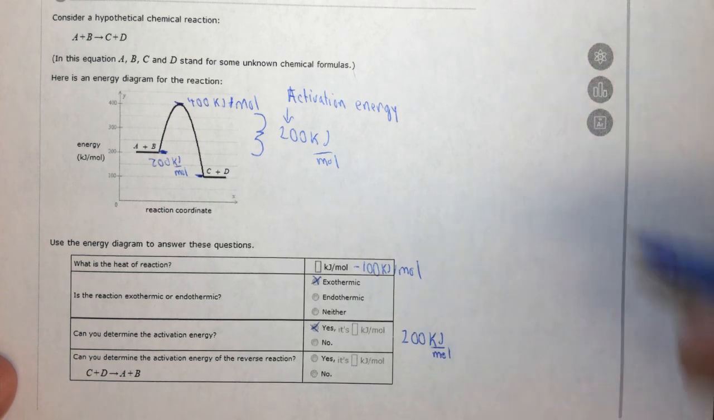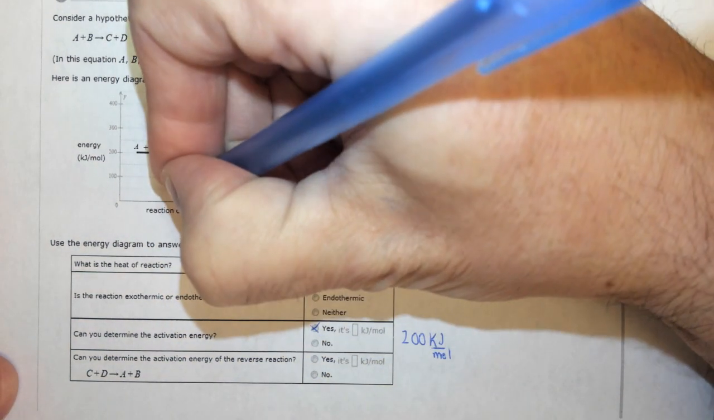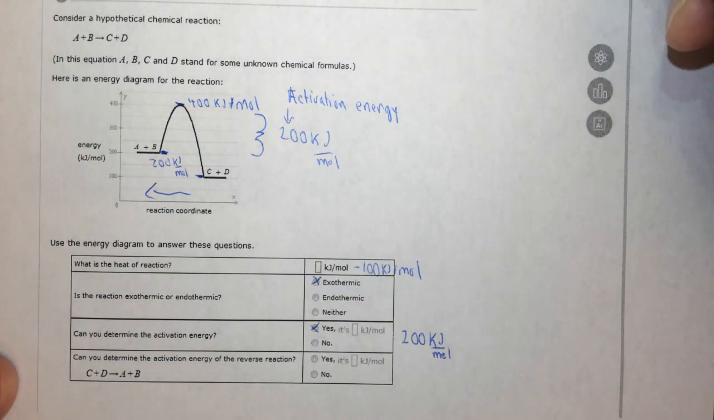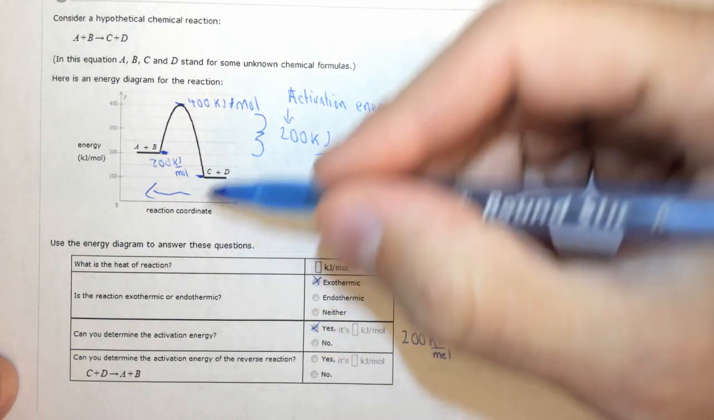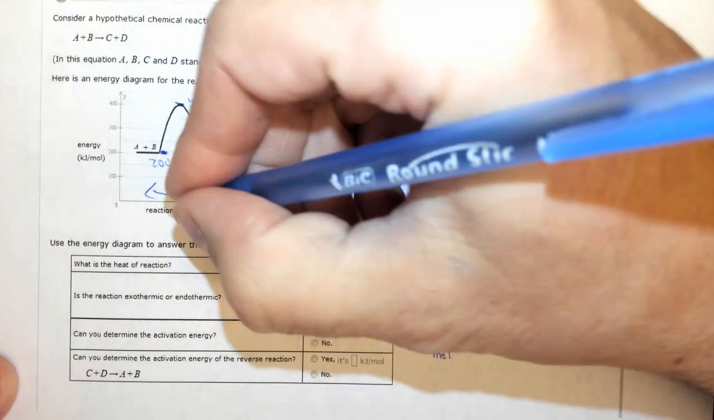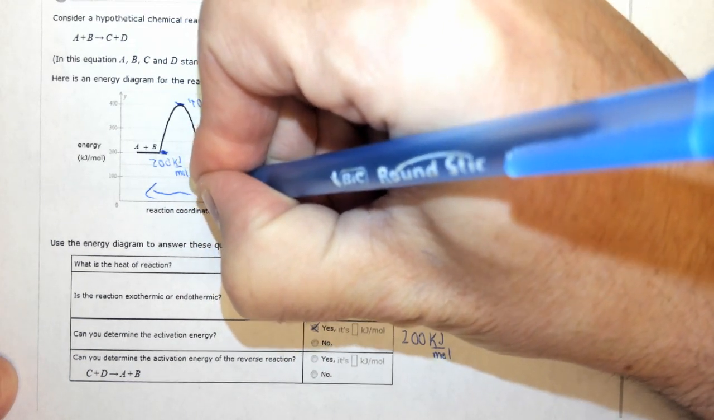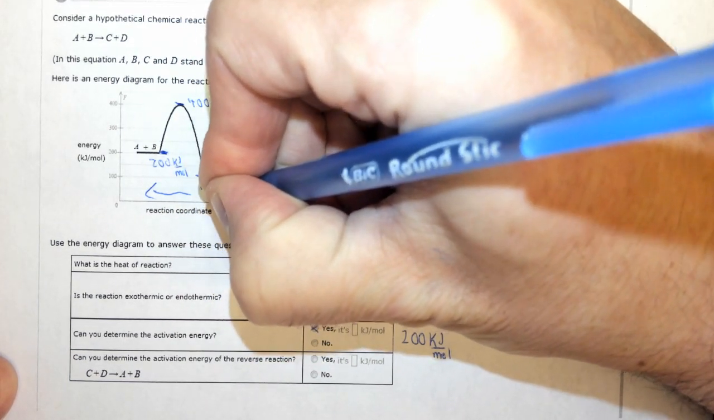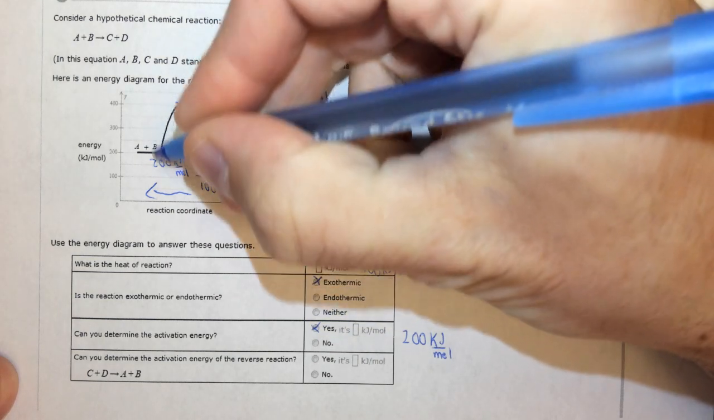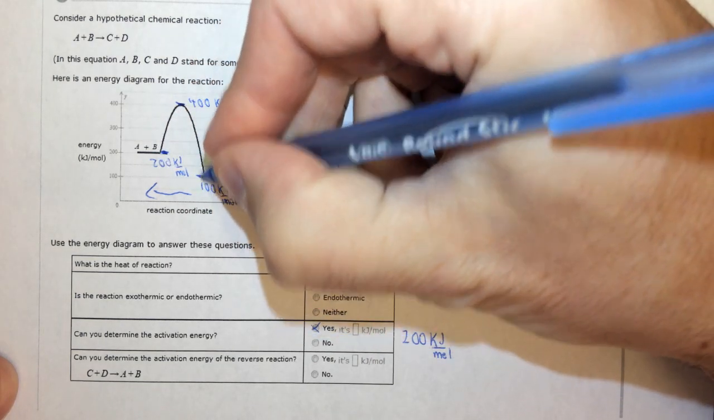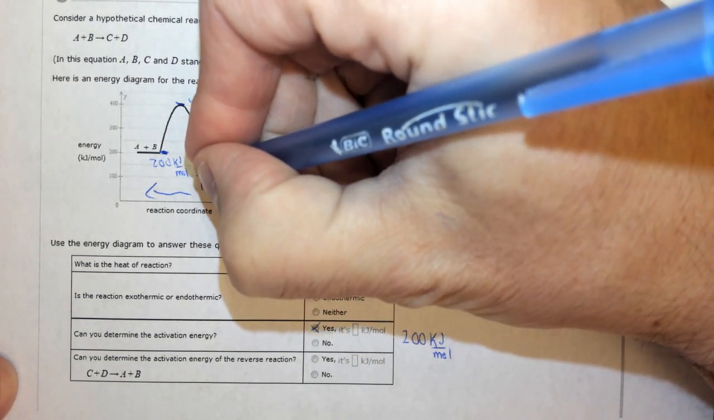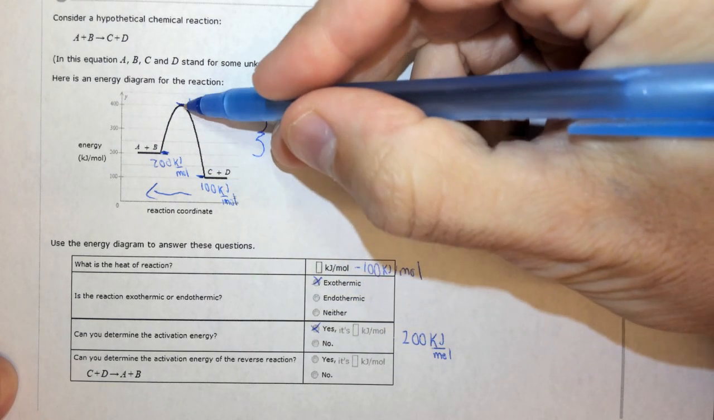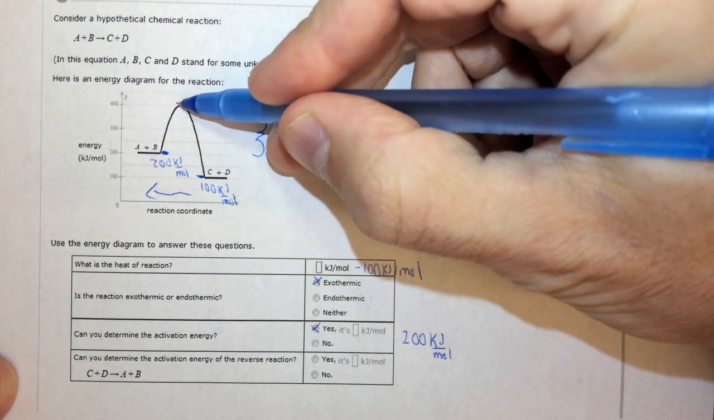Sure you can. You can determine the activation energy of the reverse reaction if we go in this way. But in this case, the reverse reaction is going to have a higher activation energy because we're starting at 100 kilojoules per mole if we want to go backwards, and we want to get back over here, and we still need to go up to 400 kilojoules per mole. So we still need to increase all the way up to the top of this peak at the transition state.